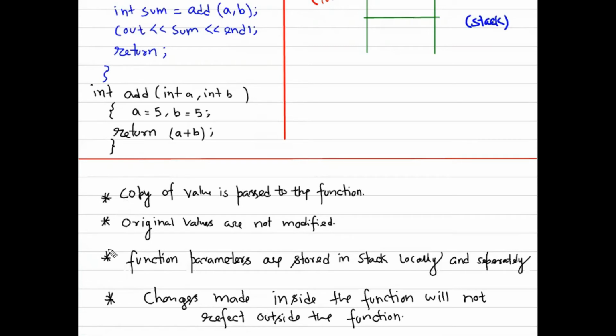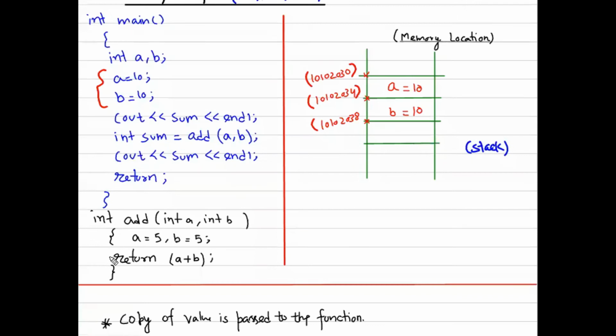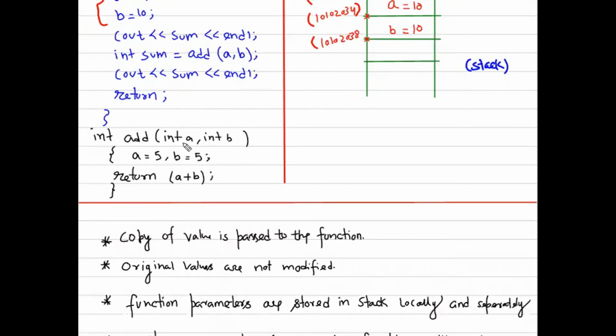The function parameters are stored in the stack locally and separately. Locally means they are stored in the stack but separately. The function would also look like this, but this memory would be different. These are the original values, and a copy of the variable will be passed.